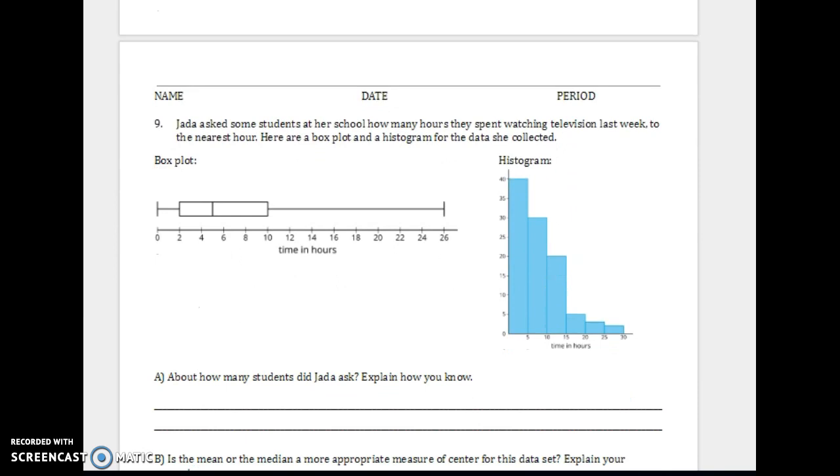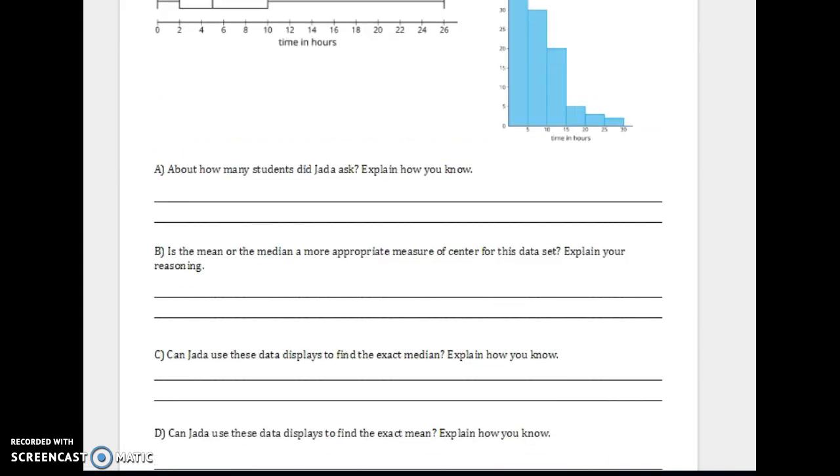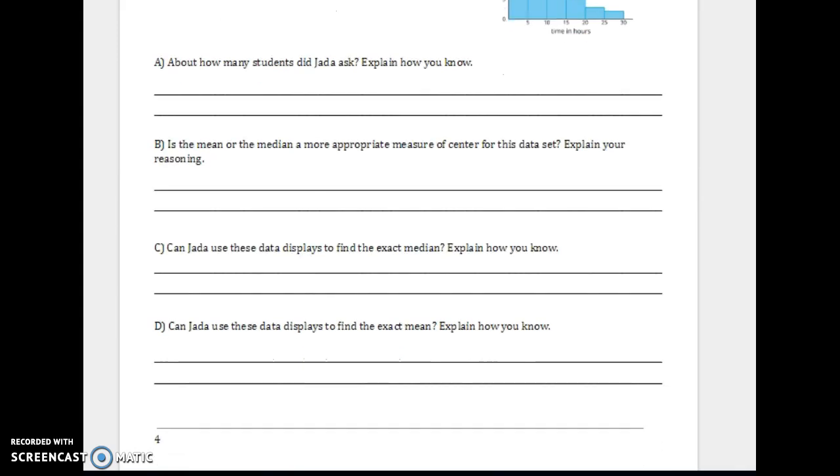Question 9. Jada asked some students at her school how many hours they spent watching television last week to the nearest hour. Here are a box plot and a histogram for the data she collected. A. About how many students did Jada ask? Explain how you know.